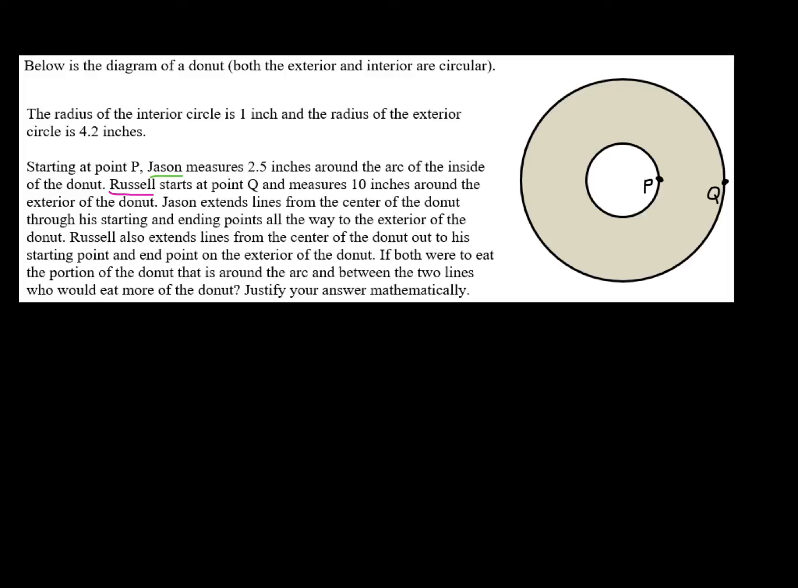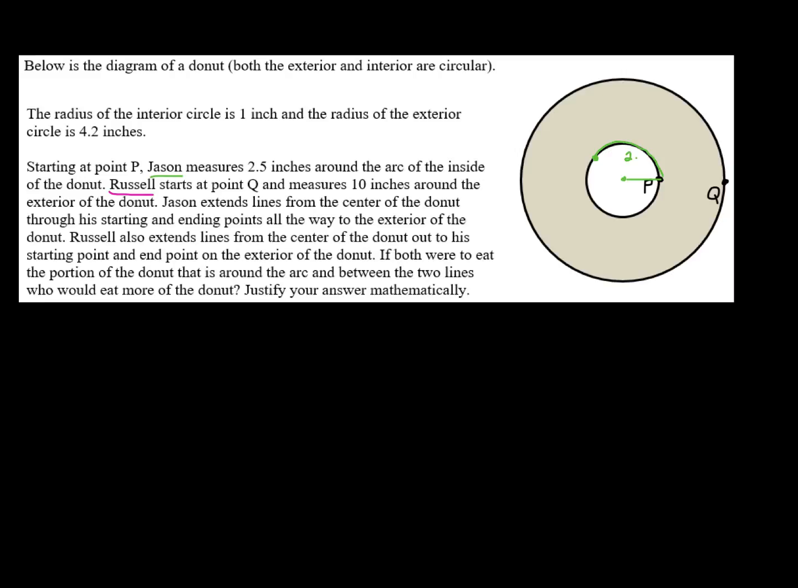So let's start with Jason. He's going to travel around the interior of the circle. What he does is start at point P and travel 2.5 inches around the inside of the arc. To make this as accurate as possible, notice that the inside has a radius of 1. So if you think of this length being 1 inch, maybe that gets you here, 2 gets you here, 2.5 maybe gets you somewhere around here. All right, so he travels this arc length in green.